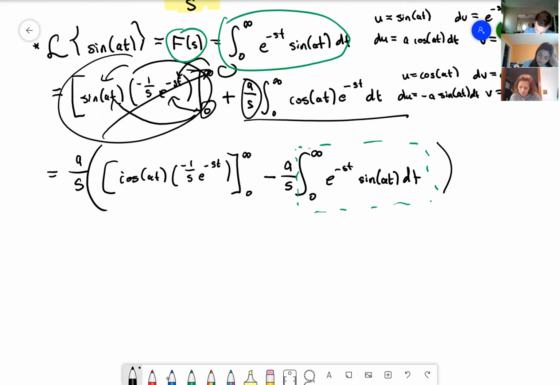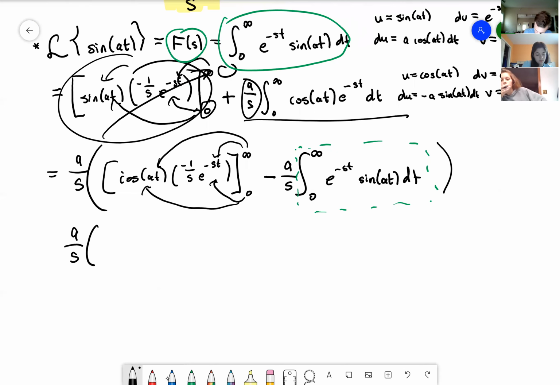So what we end up with, well, let's figure out what this thing is first. If I plug in infinity, well, cosine is bounded. This thing goes to 0, so I get 0 there. Plug this in here, I get a 1. So I get 1 times 1 minus s. Plug in a 0 in for cosine, I get 1. So this is negative 1 over s, minus A over S times f of S. And this is equal to f of S.